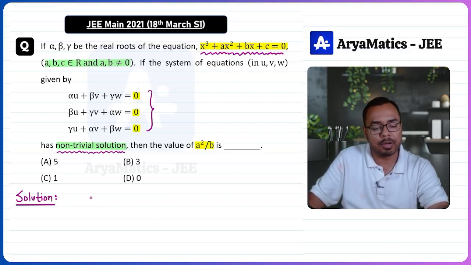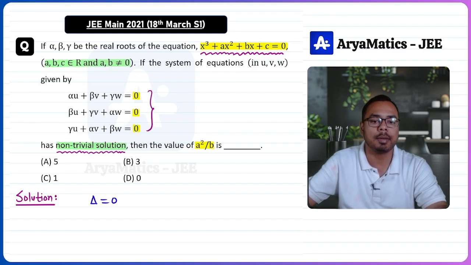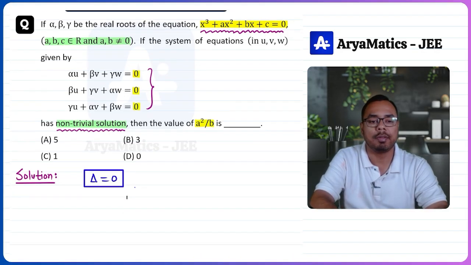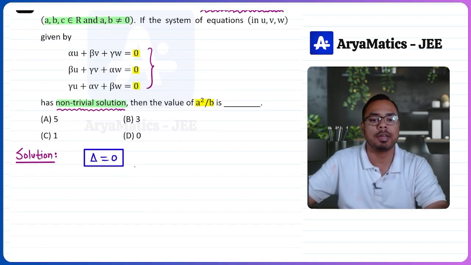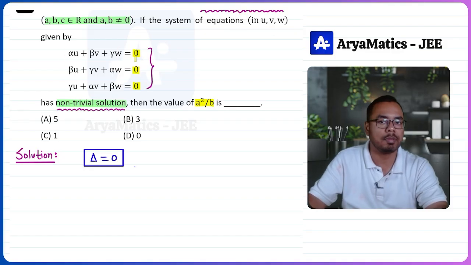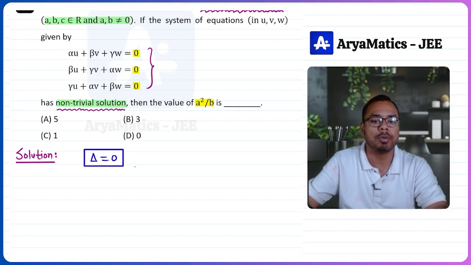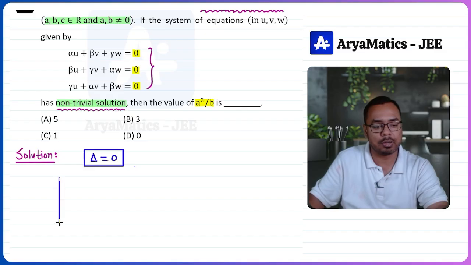So we know that for a non-trivial solution, the condition is that the determinant of the coefficient matrix must be 0, right? Delta must be 0 for a non-trivial solution of a system of linear equations. Now remember the system of linear equations is in u, v, w. So alpha, beta, gamma are constants, the coefficients of u, v, w. So if this system has a non-trivial solution, then the determinant of the coefficient matrix must be 0.